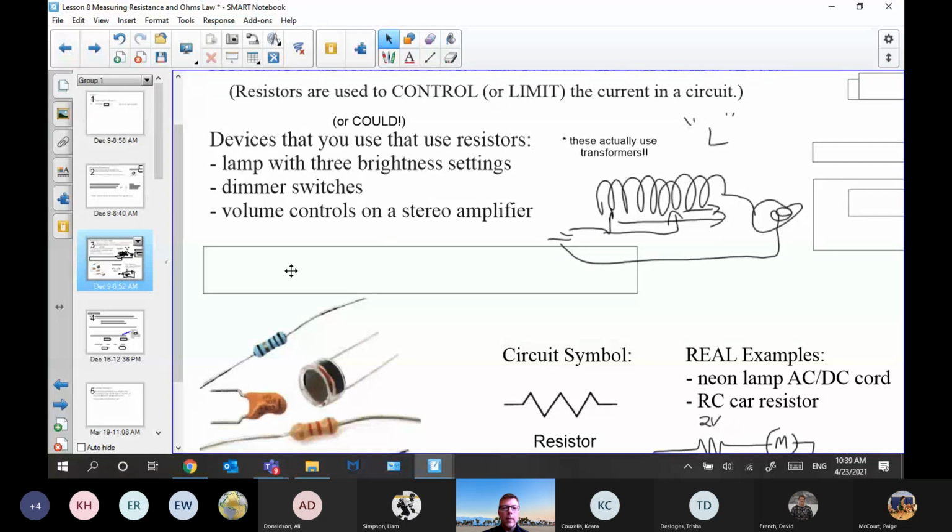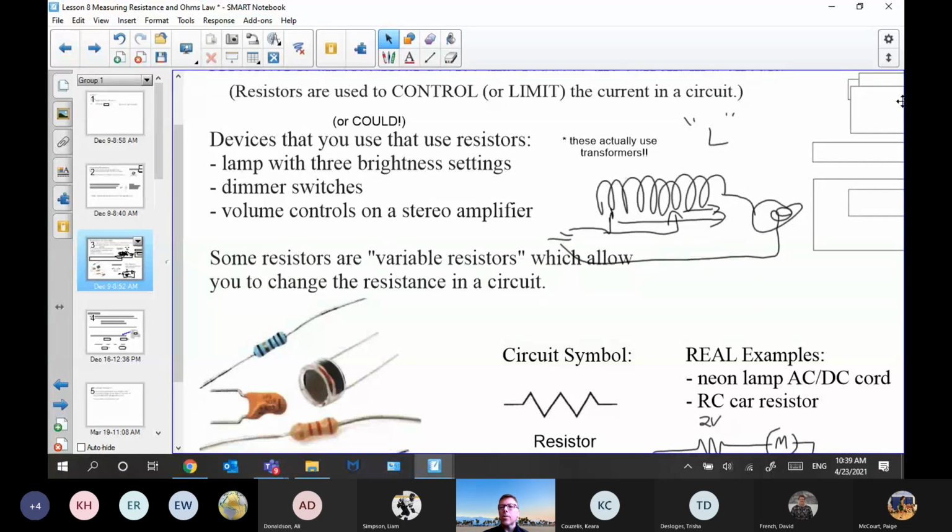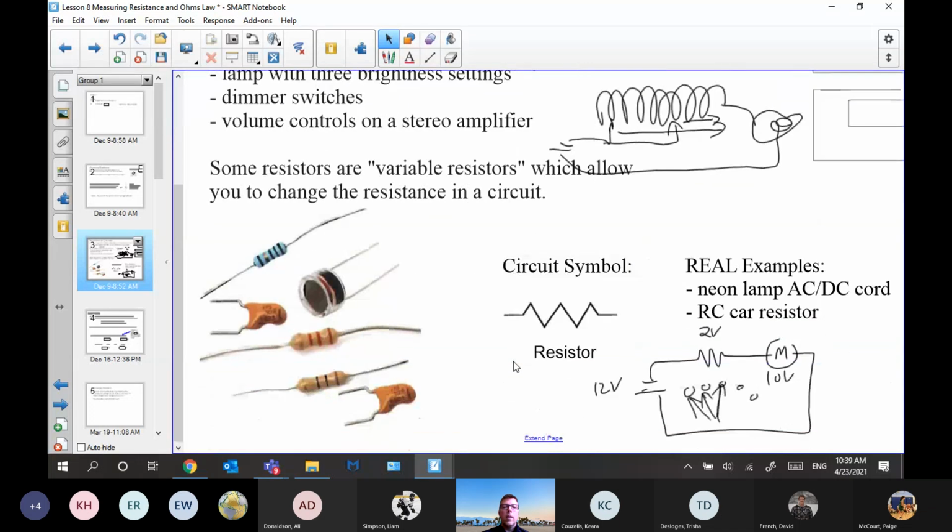Volume controls in a stereo amplifier. You can picture how you could control the amount of energy that goes to the speakers by absorbing with a resistor if you wanted. So that's essentially a variable resistor there.